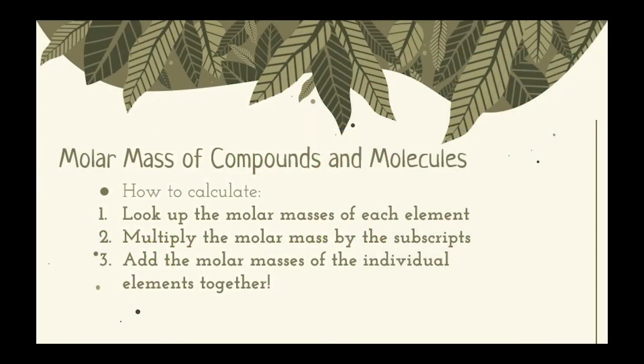Sometimes you'll need to find the molar mass of a compound or molecule. That's something that's not on the periodic table, like salt, which is sodium chloride. So it's two or more elements stuck together. In order to find the molar mass of compounds and molecules, you'll need to first look up the molar masses of each individual element. Then we've got to multiply the molar mass by the subscripts of each. And finally, we'll add those molar masses together. I've done an example for you that I'll show next.